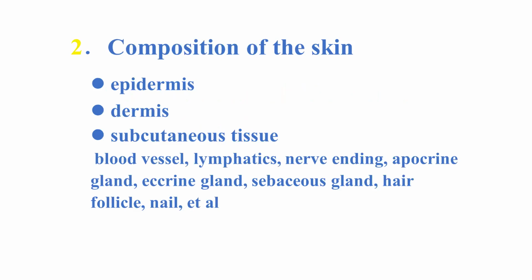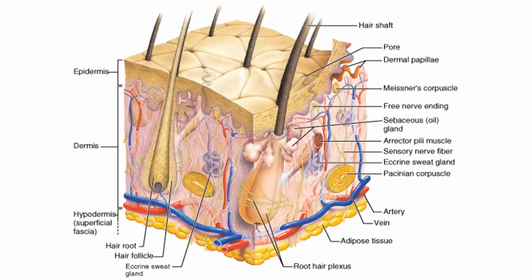Okay, first of all, what is the composition of the skin? Epidermis, dermis, and the subcutaneous tissue, which includes all the connective tissue parts like blood vessels, lymphatics, nerves, sebaceous gland, hair follicle, etc. This is an LS you all have done. If you remember, I always did this in the clinical as well. All the layers are visible here: epidermis, dermis, and the subcutaneous tissue, and all the parts of it.